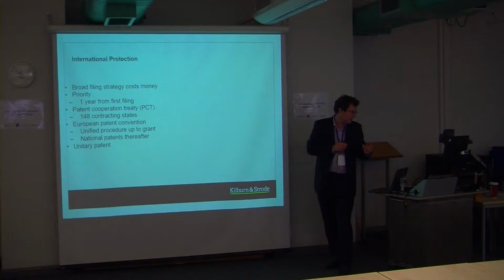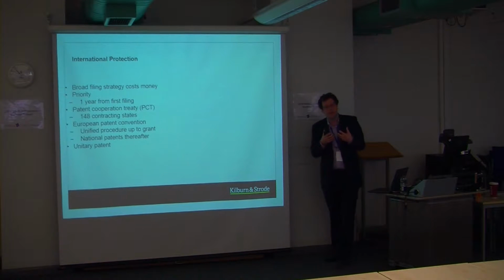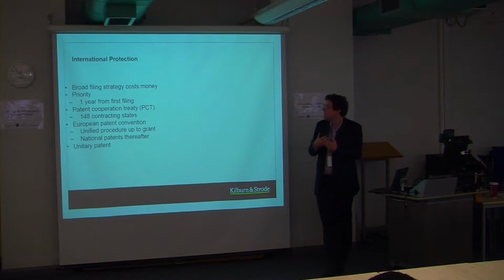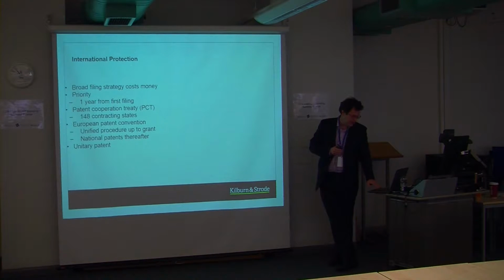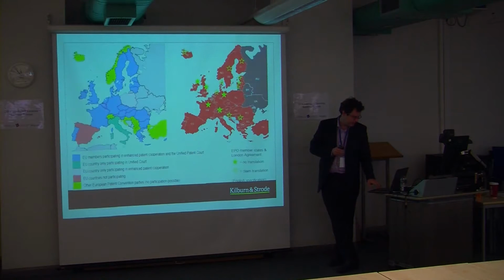International protection, as I mentioned, if you want to cover every country in the world, it's going to be expensive. You typically have to pick out some of the countries that matter to you. You don't necessarily have to do that on day one. On day one, you just tend to file in one country, you then have a year to claim priority from that first filing and file elsewhere in the world. There is a process, the Patent Cooperation Treaty, an international application you can file, which covers most places, and then you break down into a European application, and ultimately you have national patents granted at the end of the process. I won't go into too much detail about that now.